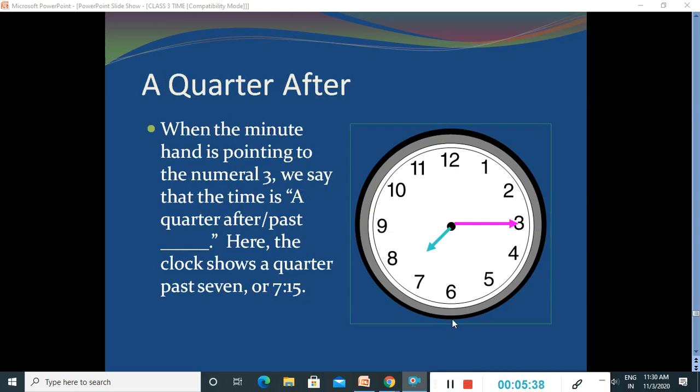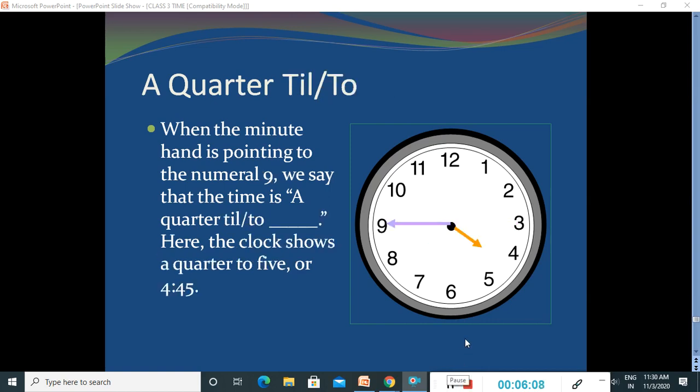So now learn how to read this time. Here you can see the minute hand pointing to 3. 3 means 15 minutes and the hour hand is at 7. So the time is 7:15. I told you each quarter is of 15 minutes. You can say quarter past 7 or we can write 7:15.